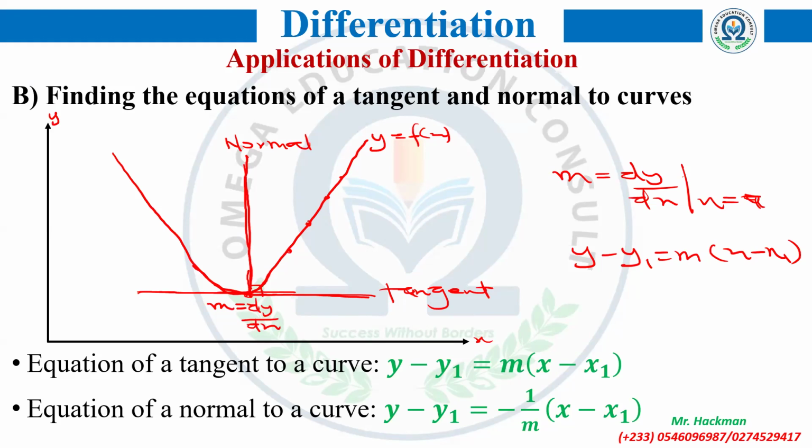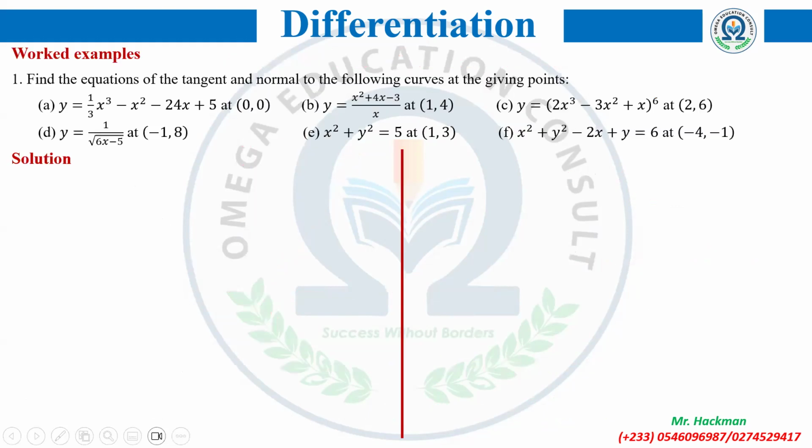Okay, all right. So now let's move on to worked examples. Let's see how best we can make use of this. You can see that in finding the gradient, we will need the derivative, the first derivative. So if you don't know how to differentiate functions, you wouldn't be able to find the gradient and therefore find the equations of the normal and of the tangent. So please take note.